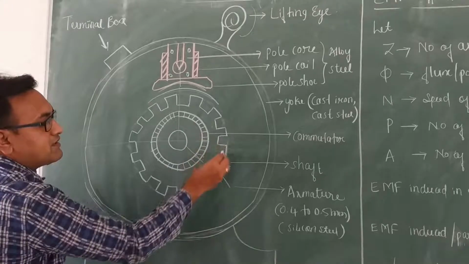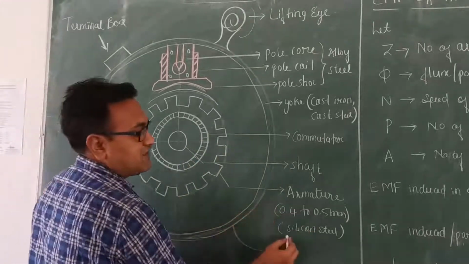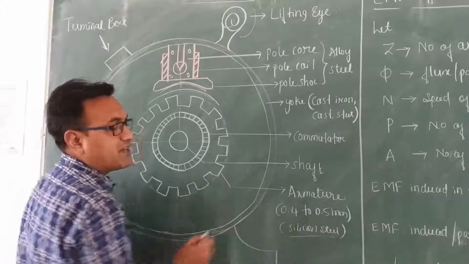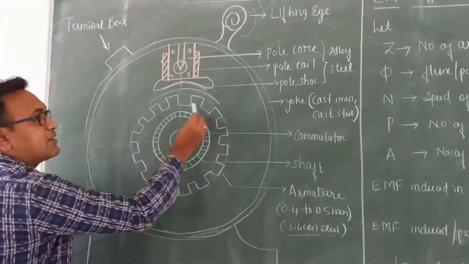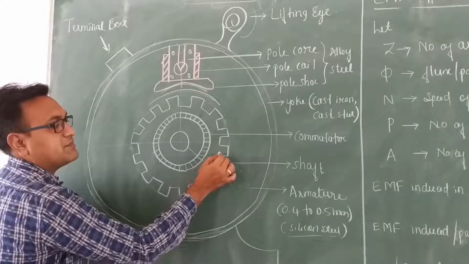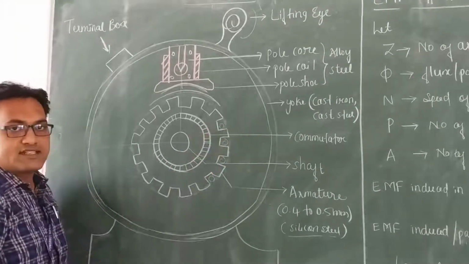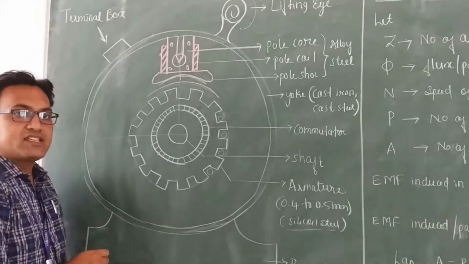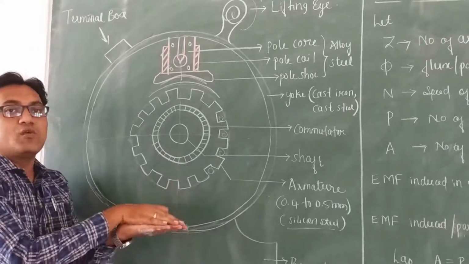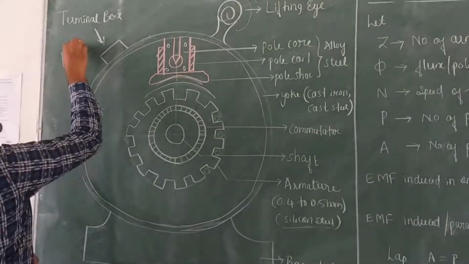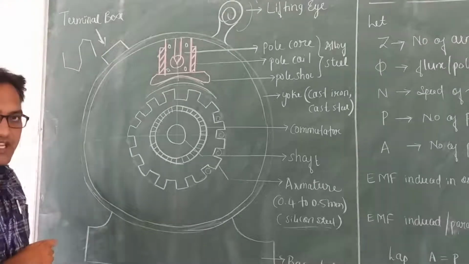Next will be the armature. The armature is made up of silicon steel, having a thickness of 0.4 to 0.5 mm, and it has uniform slots on the outer periphery, because here we keep the conductors, and these conductors may be connected in a lap connection or a wave connection. Lap connection means the conductors are overlapping one above the other. Wave connection means they are connected like a wave. So this is a wave connection.